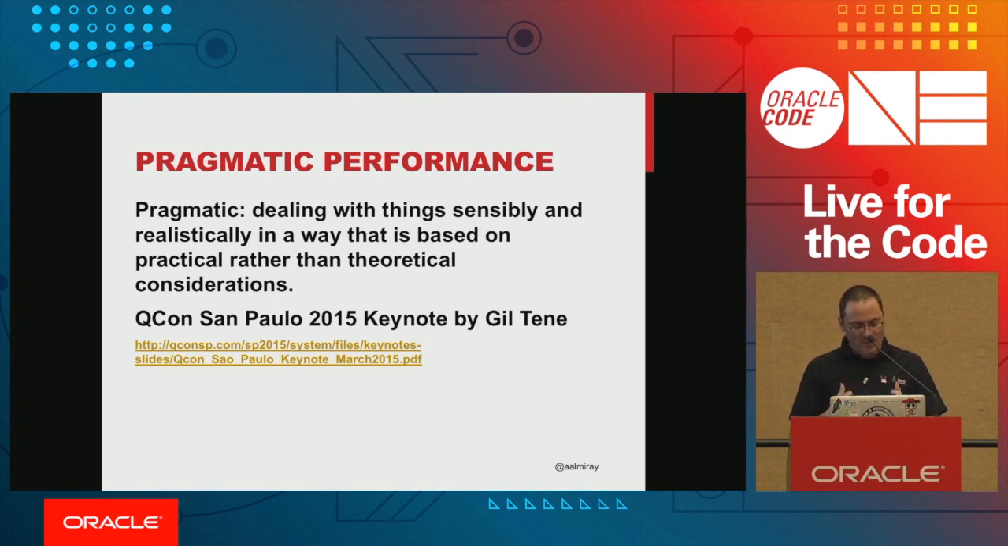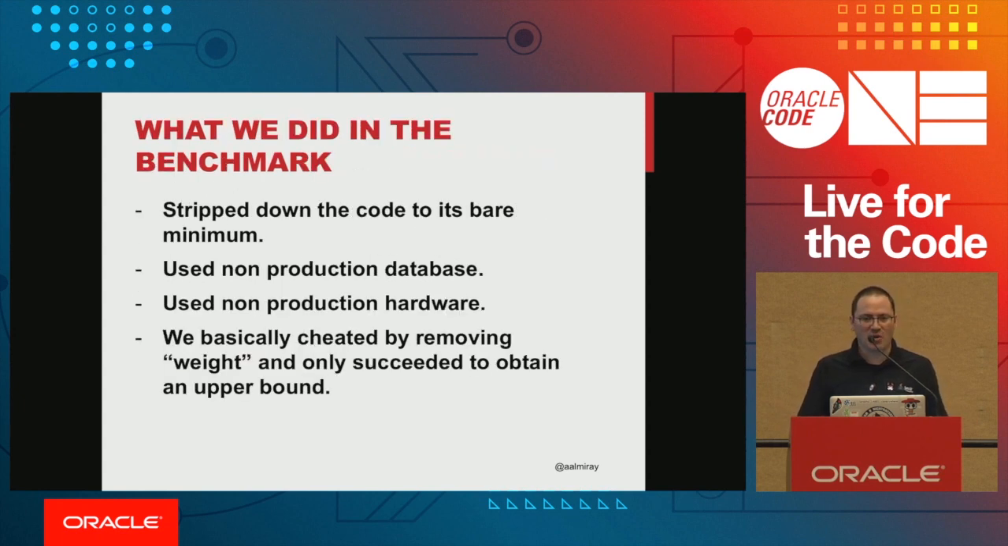And what we mean by pragmatic is, what did we do in order to obtain these numbers? We stripped the code to its bare minimum. We were using non-production queries, non-production data, and a non-production database. So we basically cheated by removing everything that we thought was weight, just to figure out how fast I can do this query, and you will get a number. But that number is the upper limit.